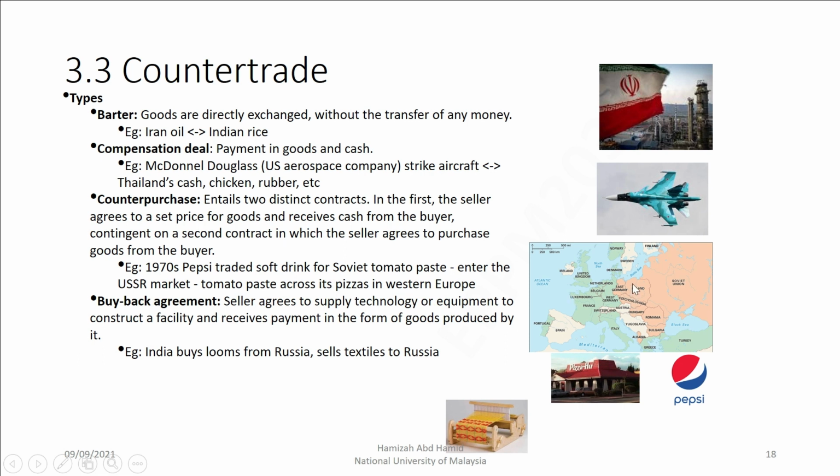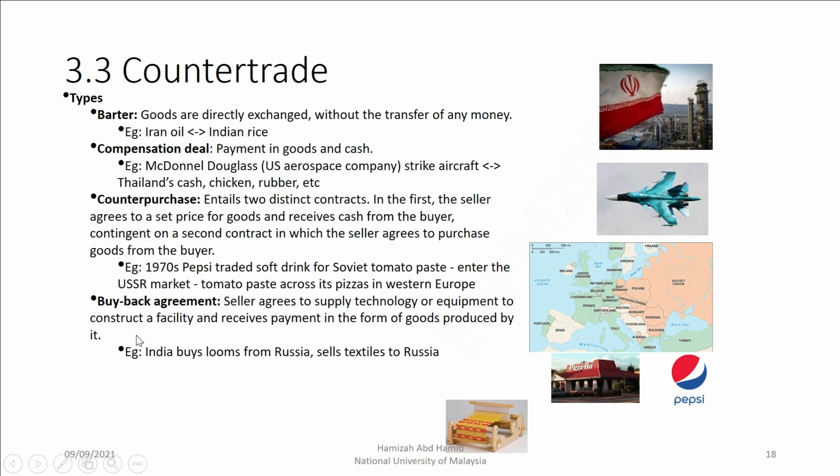So, sebab tu, they can enter the USSR or Soviet market. That tomato paste digunakan for its pizzas in Western Europe. So, ada dua kontrak dekat sini. Tomato paste, soft drink and also Western Europe pizza. Kak nampak kat sini, dia buat Pizza Hut.